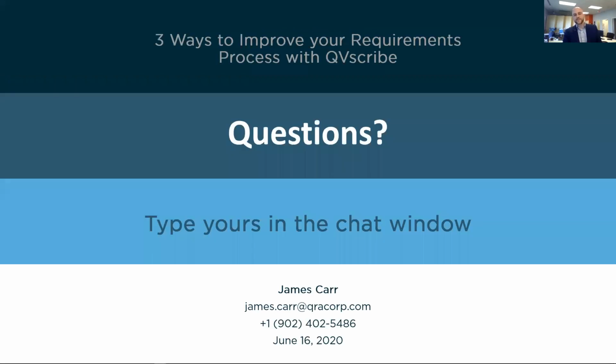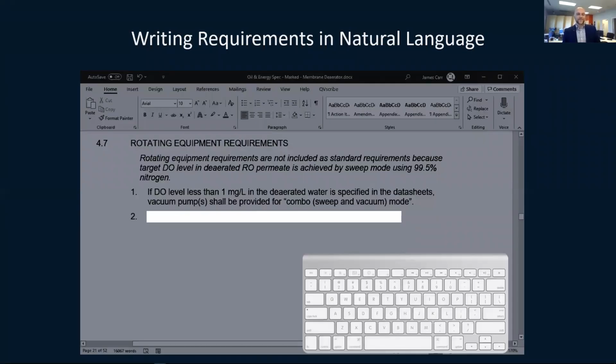And I like to illustrate it this way. And if you have any questions, this is a good time again to start writing, because we're getting near the end. But writing requirements in natural language is really the problem that we're looking to solve here with QVscribe. So for example, if you're writing requirements within a Word document, at the end of the day, it's you, the keyboard, and a blank space.